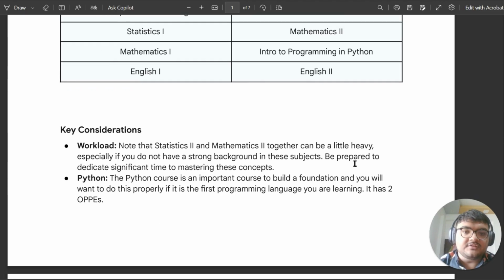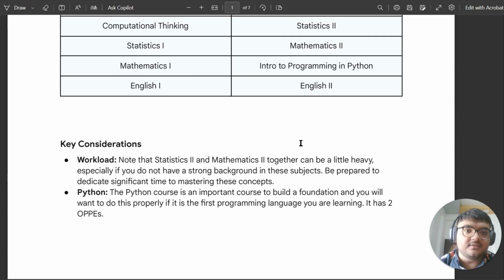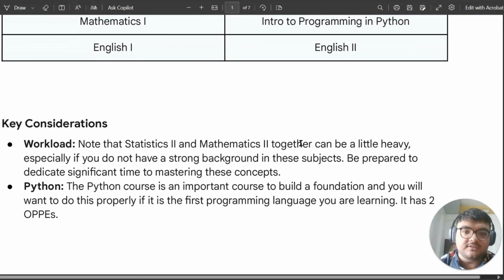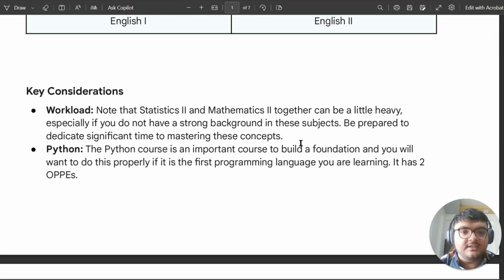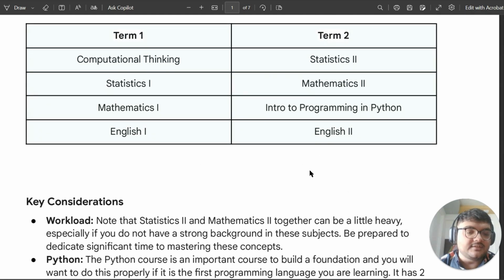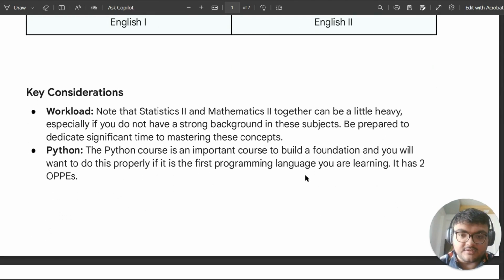And of course, the Python course is an important course to build a foundation, and you will want to do this properly, especially if it is the first programming language you are learning. In diploma level, everywhere there is Python. PDS, the diploma level subject, needs Python, MAD needs Python. Everything needs Python. If you know Python, then the learning curve for the future subjects that you're taking will be good, and it will be easy to learn these things. So better not to hurry, complete things in a rush, and then miss the core concepts.